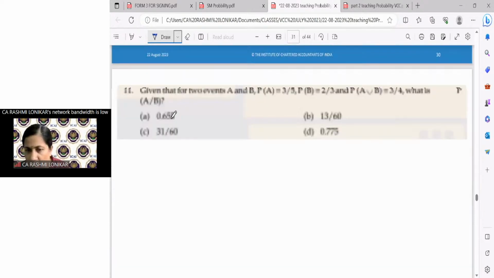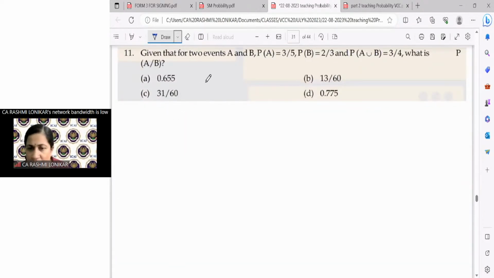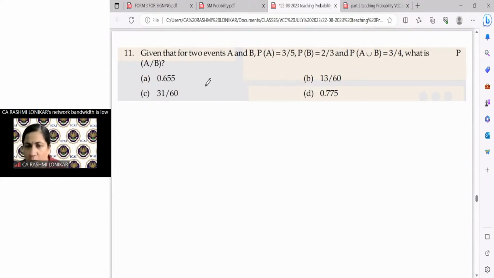Now let us go to the 11th sum, which says that for two events, A and B, P(A) is this much, P(B) is this much, and P(A union B) is this much. What is A given B? P(A union B) is also given.